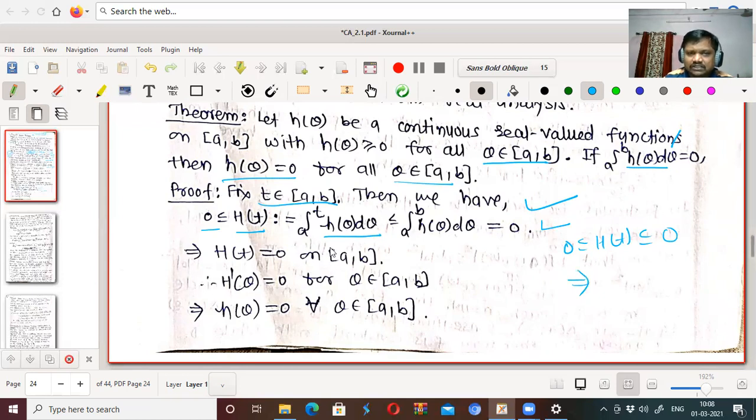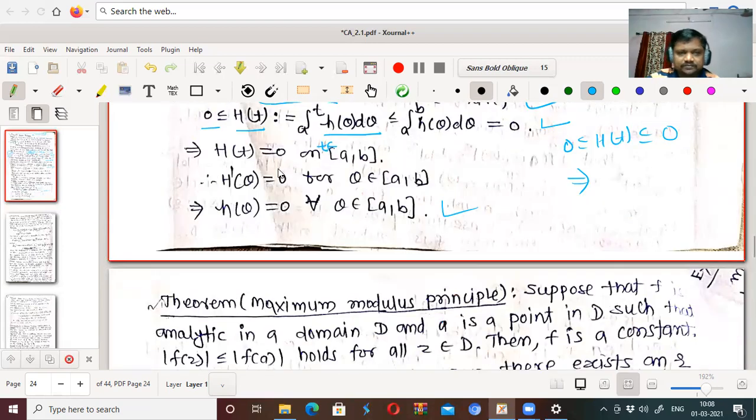This implies H of t equals 0 on this closed interval [a, b]. That is, H dash of t is equal to 0 for t belonging to [a, b]. What about H dash? If H of t is this integral, then H dash of t will be only small h of t. So small h of theta must be 0 for all theta belonging to [a, b]. So if h of theta is a non-negative, continuous real valued function, and if the integral from a to b of h of theta with respect to theta is 0, then that h of theta should be the zero function.